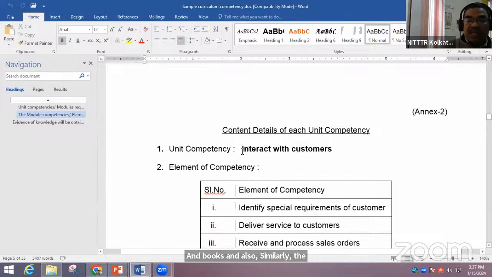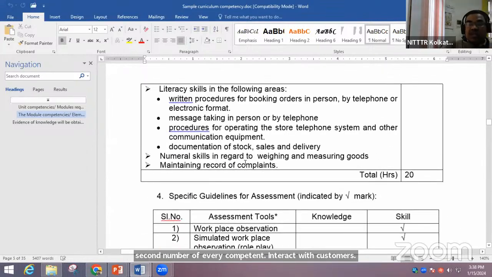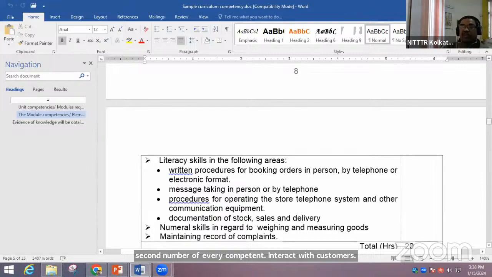Similarly, for the second unit of competency, interact with customers, the elements of competency are also subdivided and so on. In that way, the curriculum books are being developed.